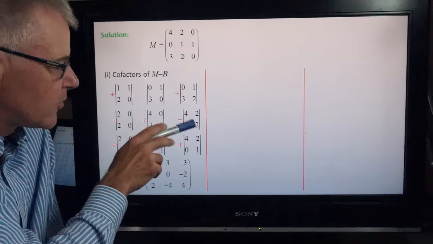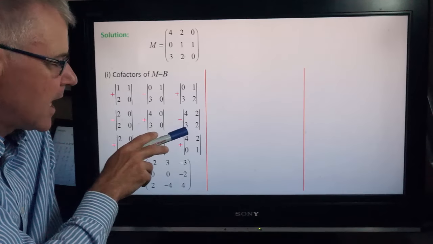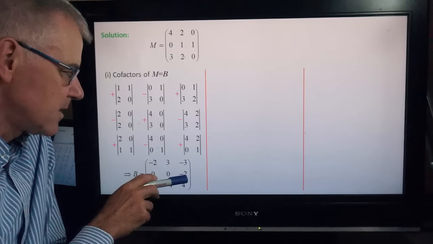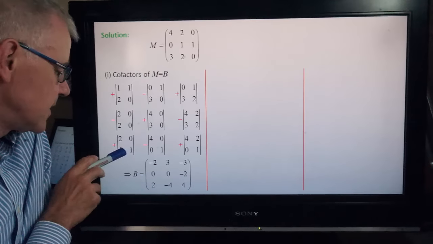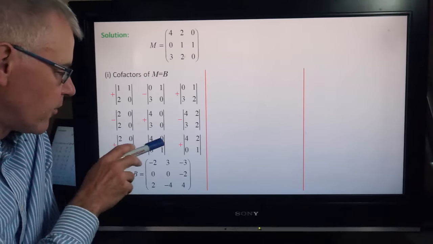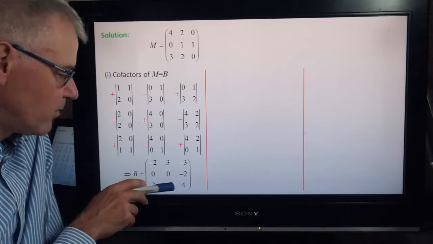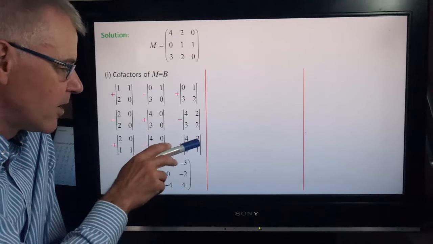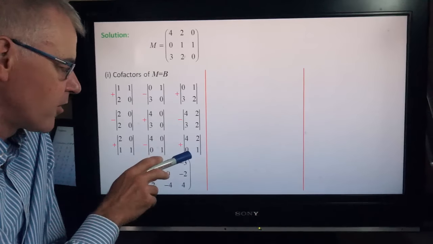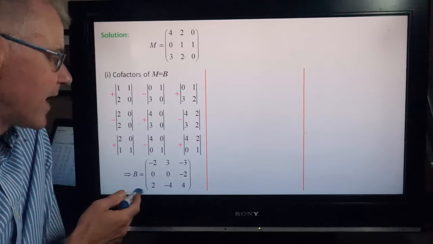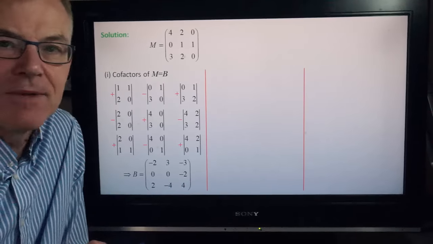Here we have 4 twos are 8 minus 6, which is 2, and its sign is minus, so it'll become minus 2. This will be 2 minus 0, which will be 2. 4 minus 0, which is just 4, and we multiply this by minus 1, we get minus 4. And 4 minus 0 will be 4. So this is the matrix of the cofactors of all of the elements of M.